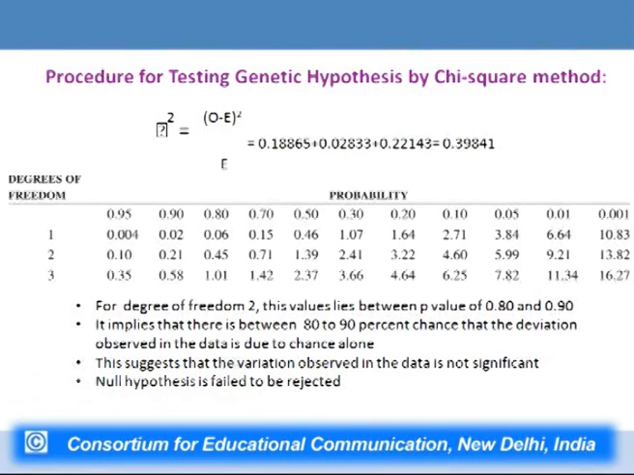For degree of freedom 2, because there were only 3 phenotypes, we find that the p-value lies between 0.8 and 0.9 for this particular experiment, which tells us that there is 80% to 90% chance that the deviation is due to chance. So, the variation in the data is not significant, therefore the null hypothesis fails to be rejected. So, friends, this is how we use chi-square analysis for analyzing our genetic data in day-to-day experiments.